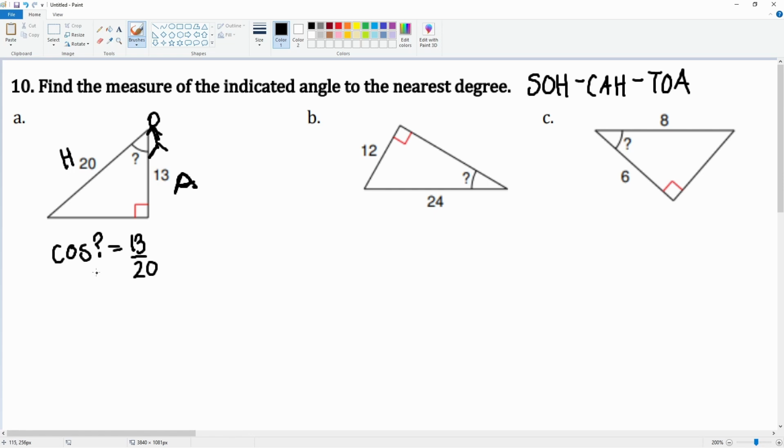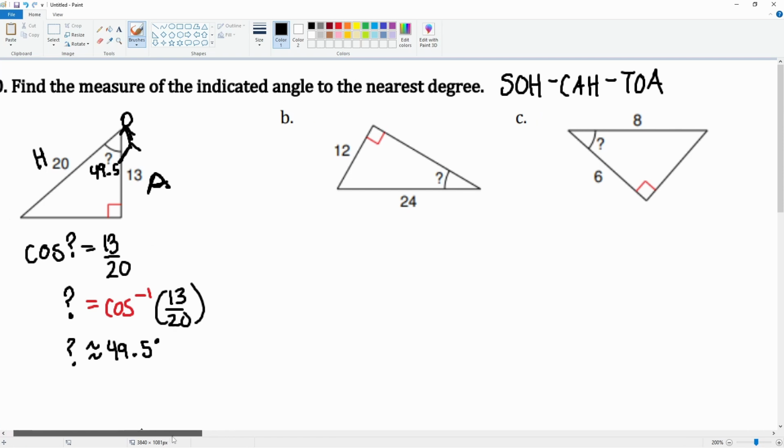All right, to get the cosine alone, you have to cosine inverse the other side. So it's 13 over 20. So the question mark is the inverse cosine of 13 over 20. So cosine inverse 13 divided by 20 in the calculator. This gets you approximately 49.45 degrees, so round it up. This means that angle is roughly 49.5 degrees, okay? All right, let's do B.